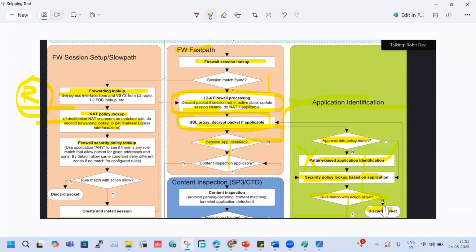Then it will accordingly, if the rule is available, process further, and if a rule is not available, then it will discard the session or discard the packet.